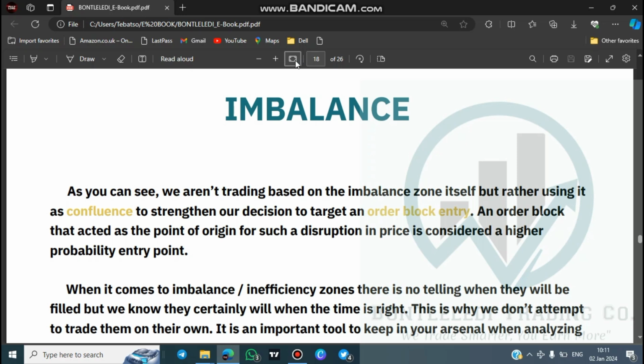An order block that acted as the point of origin for such disruption in price is considered a high probability entry point, right? So here's the thing. There are so many order blocks, but there's that order block that is very volatile, the one that has a high probability entry point. That's what we're looking for, those ones.